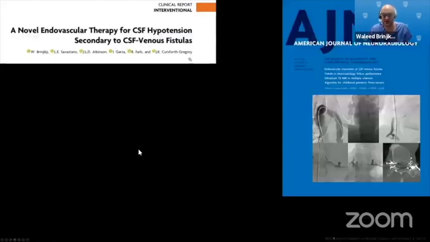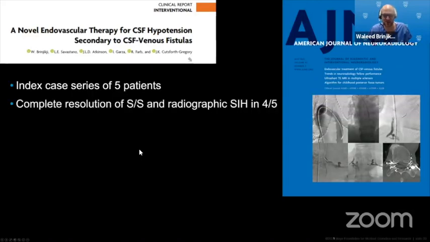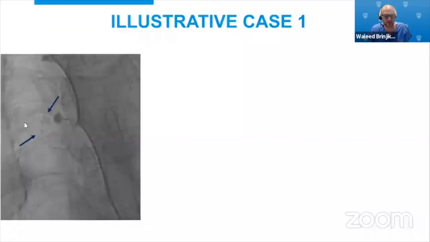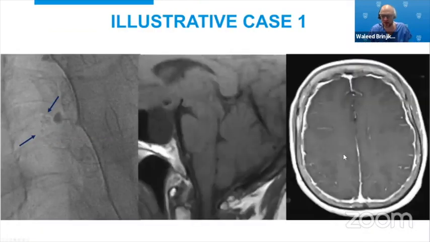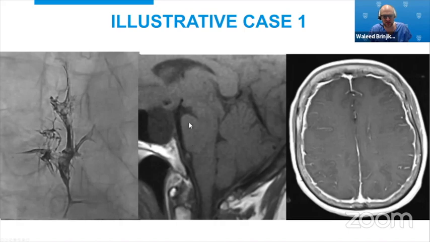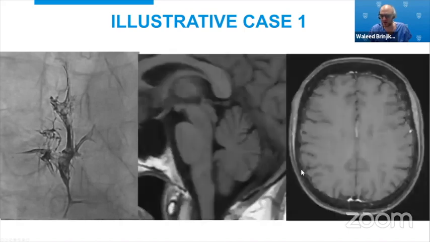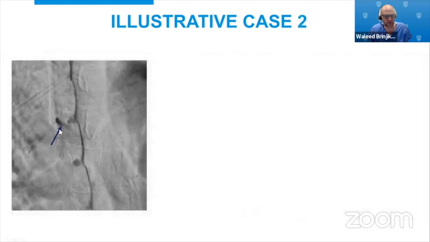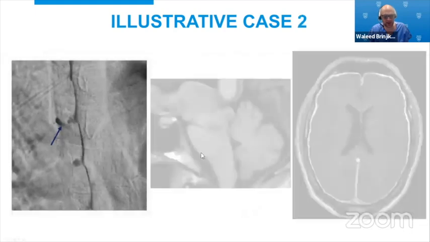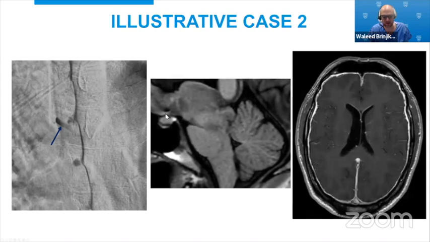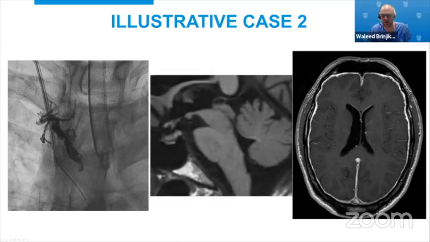Our first case series was 5 patients that was published in AJNR. We had complete resolution of symptoms and radiographic findings in 4 out of 5 patients, partial improvement in 1. This was one of our first patients. They had a subtle CSF venous fistula. This was their pre-op MRI, and after embolization, post-op MRI, everything normalized. Another patient, larger CSF venous fistula, big vein opacified, pre-op MRI, decreased mamillopontine distance, decreased suprasellar cistern. The pons doesn't look normal. Pachymeningeal enhancement after embolization, complete normalization.